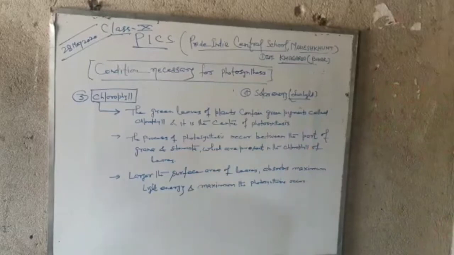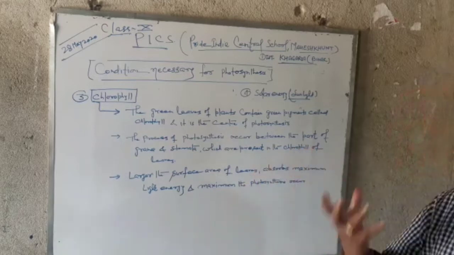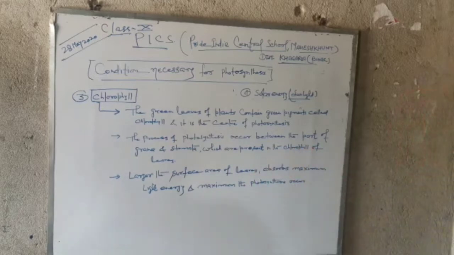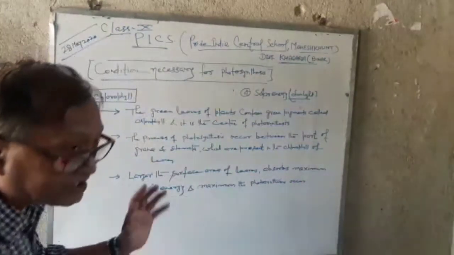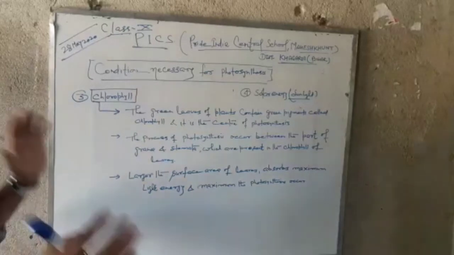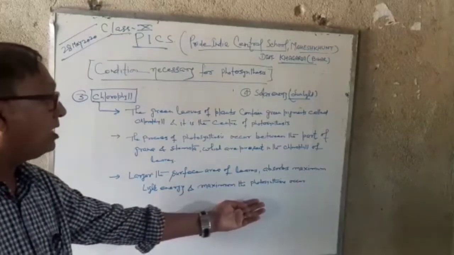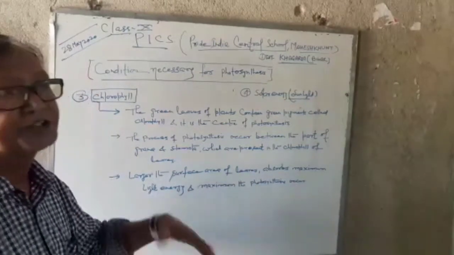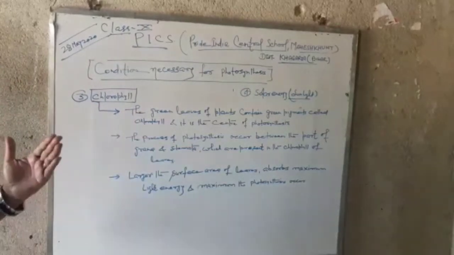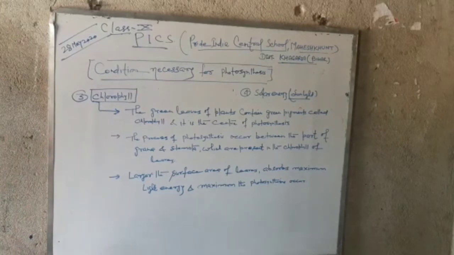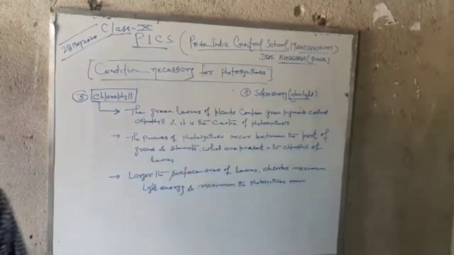And the third is: the larger the surface area, the greater the photosynthesis. This means a larger surface area of the leaf absorbs more light energy. Due to absorbing the maximum light energy, the process of photosynthesis occurs maximally. So the larger the surface area of the leaves, the more photosynthesis occurs. Why? Because of absorbing the maximum light energy.